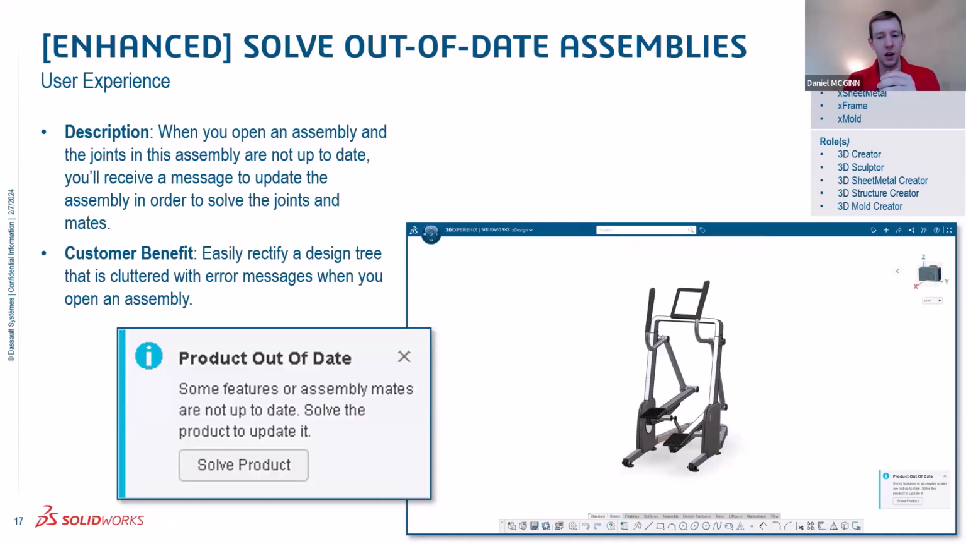Okay. Also, if you have ever been in the situation where you open up an assembly and you know that it's error free in the design manager, but your design manager lights up with error messages, it's probably because you just need to solve the assembly and solve for the mates. Now we give you a helpful warning message if that's the case, so you're not worried about other errors which weren't there before. So we'll give you a warning message, and then you just simply need to hit solve product from the warning message, and that should clear up your tree from all those error messages.